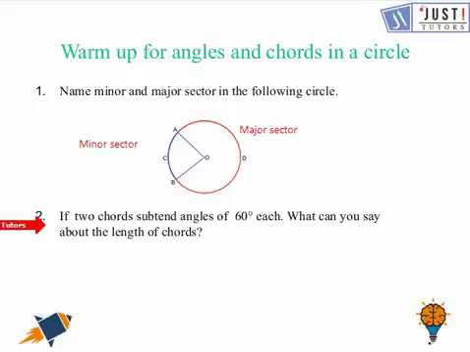Our next question is, if two chords subtend angles of 60 degrees each, what can we say about the length of chords? So as we know that if two chords are subtending equal angle at the center, that means they are equal in length. So we can comment about their lengths as being equal. Pat your back if both your answers are correct.